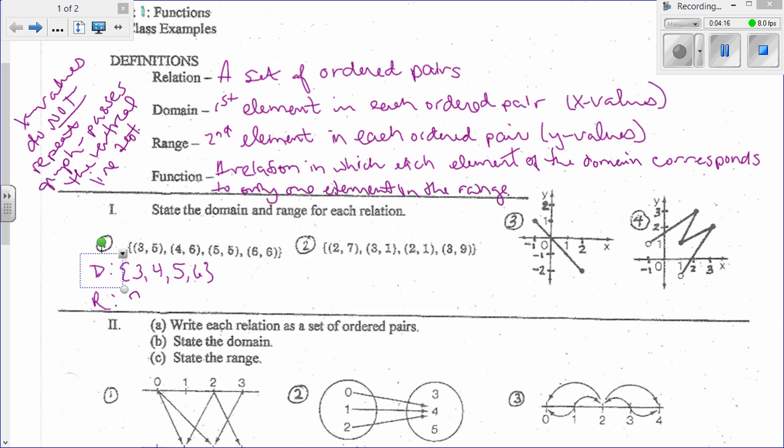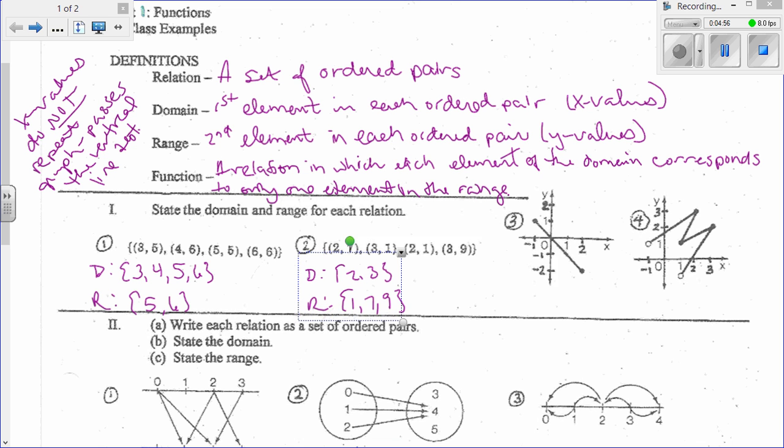My range is all my y values. I have 5 and 6 and 5 and 6. I do not have to write them more than once if they repeat. So just 5 and 6 is my range. For number 2, my domain is 2, 3, 2, 3, so it would just be 2 and 3. And my range is my y values, which is 1, 7, and 9. Because I have a 7, a 1, and a 9, I just do 1, 7, and 9.